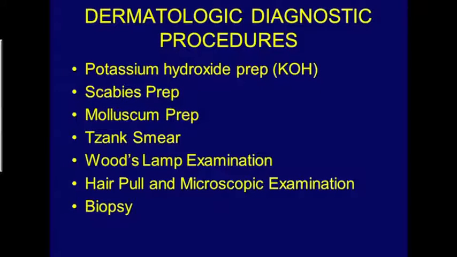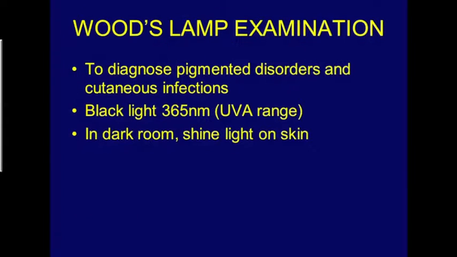So what are the dermatological procedures that you have to learn? Well, first of all, you have to learn how to do a KOH, or potassium hydroxide prep, which is done mainly for fungi. You have to learn how to do a scabies prep, a molluscum prep, a Tzanck smear, a Wood's lamp exam, a hair pull, and looking at the hair shaft. And certainly you need to know how to do a biopsy. So let's look at this.